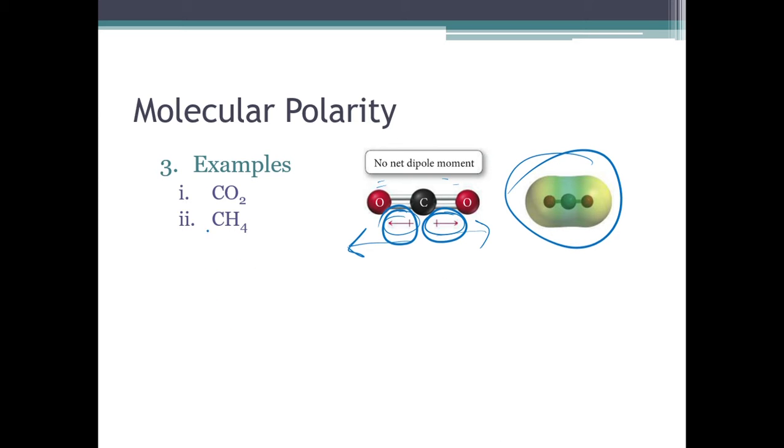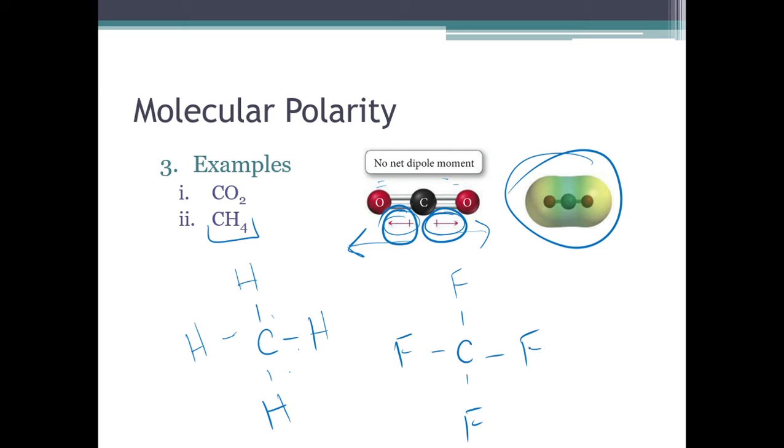There's also something like methane. CH4. That's carbon in the center with 4 hydrogens around it. This is also nonpolar, and it's super nonpolar, because each of these bonds is a nonpolar bond, and they're arranged symmetrically. So even if they were polar, even if it was CF4, this is also a nonpolar molecule. Even if you have polar bonds, if they all cancel each other out, then the molecule itself will be nonpolar. There is no net dipole here.